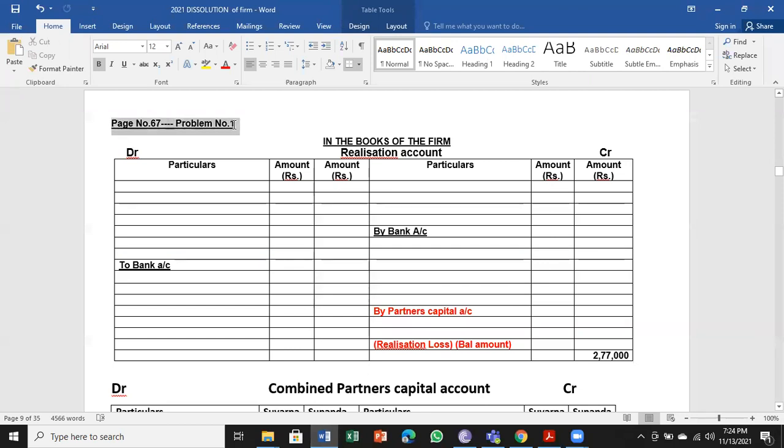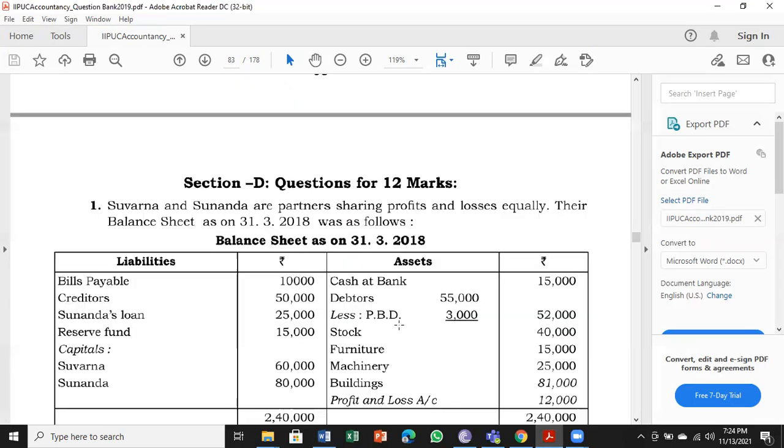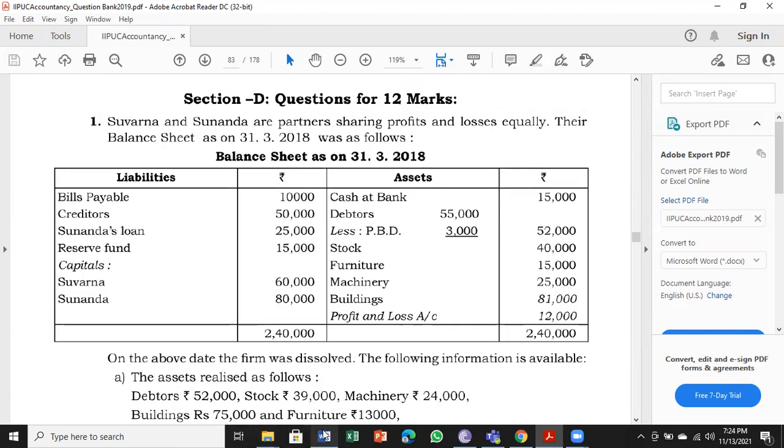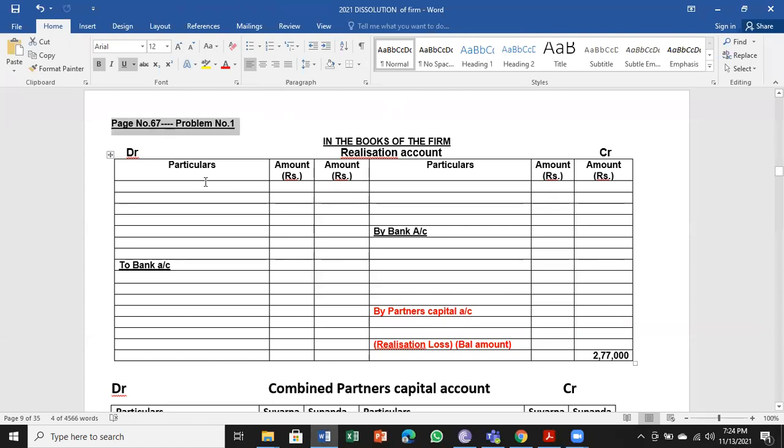So page 67, problem number 1, realization account. I'm starting with. So P&L account will come on the partner's capital account debit side. Opposite, yeah, because it is a loss. It is a loss incurred by the business, not shared by partners. So now, because business is being closed, that loss to be debited to partners capital.